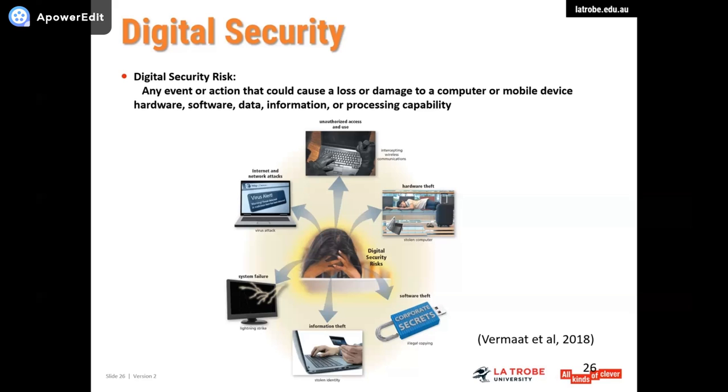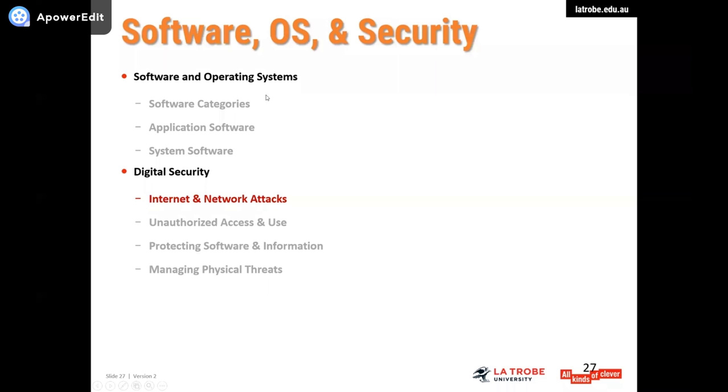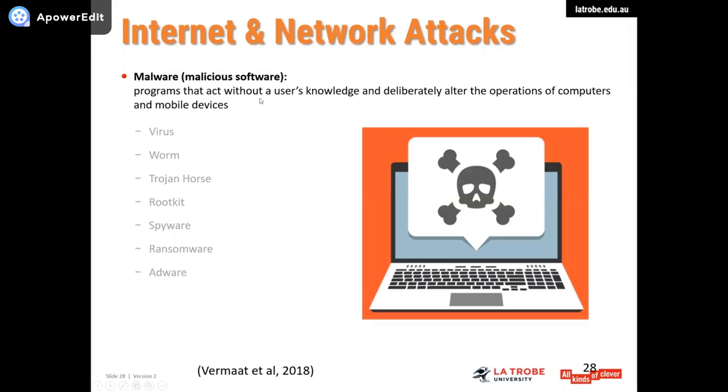First, let's talk about internet and network attacks. In this category, there's a very important concept called malicious software, which is malware. Malware are programs that act without a user's knowledge and deliberately alter the operations of the computer and mobile devices. Nowadays, there are many types of malicious software, such as virus, which you may have heard of most of the time, worm, Trojan horse, rootkit, spyware, ransomware, and adware. I will go through these one by one.